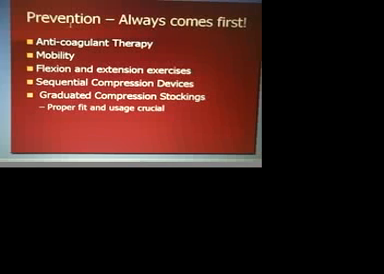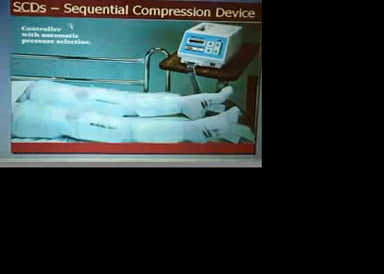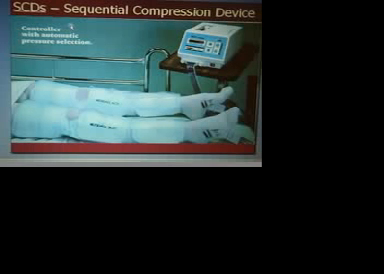Prevention always comes first. Methods of prevention include anticoagulant therapy, mobility, flexion and extension exercises, and mechanical methods. Sequential compression devices. SCDs consist of plastic sleeves with a number of compartments and a pump. These plastic sleeves are applied to the legs. The pump inflates and deflates the compartments in a predetermined time sequence. This applies pressure to the muscles of the legs and a corresponding sequential compression to the veins of the legs.